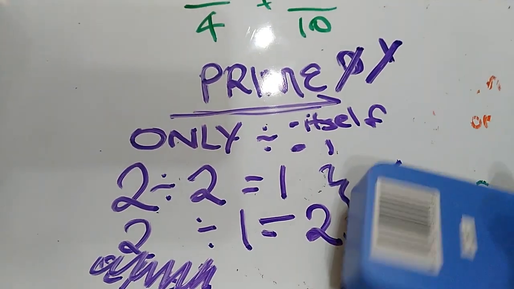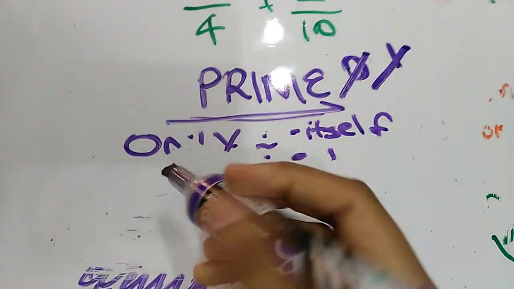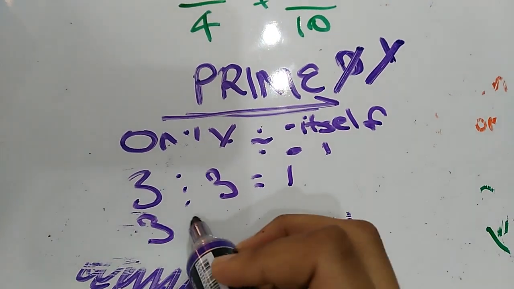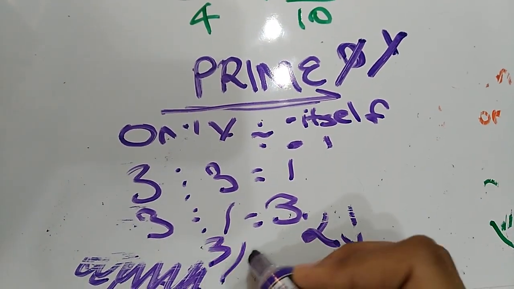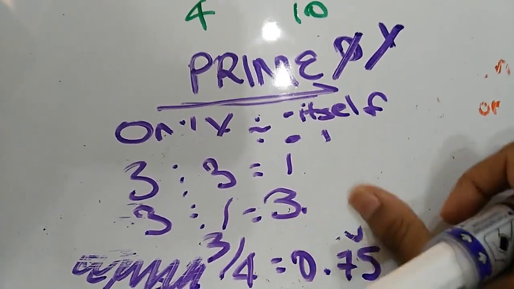What about 3? Is 3 a prime number? 3 can be divided by itself, and it can be divided by 1 to give whole numbers. Dividing it by anything else will give us a decimal. Therefore, it is a prime number.